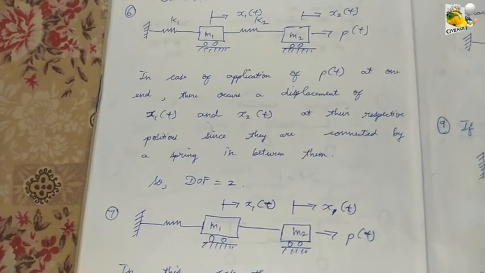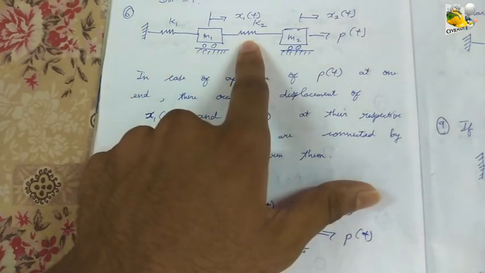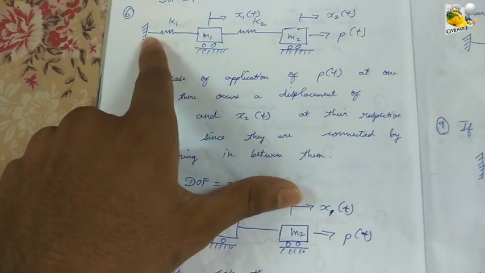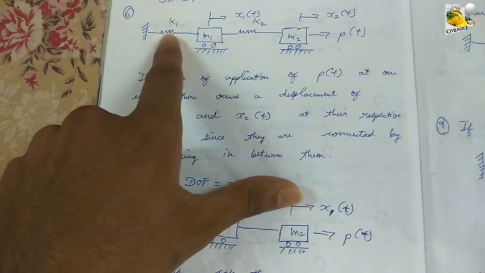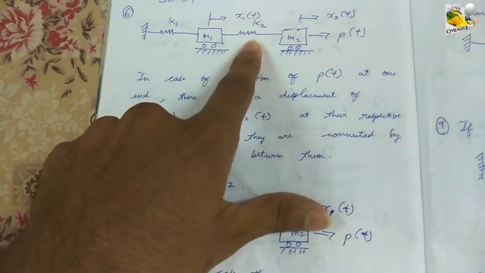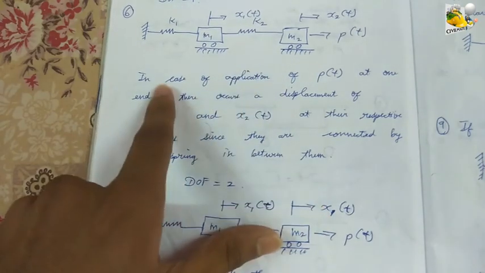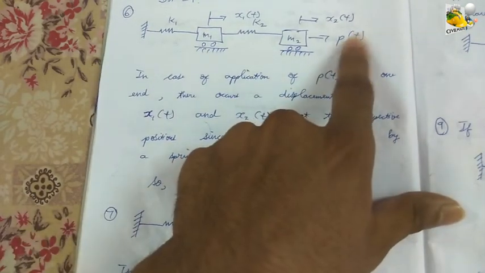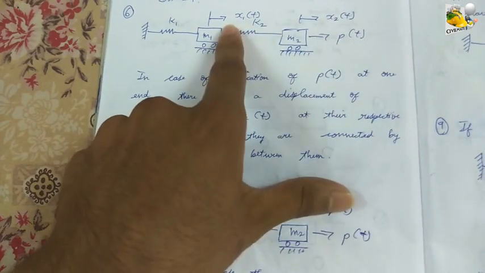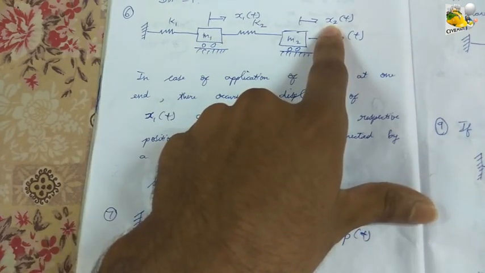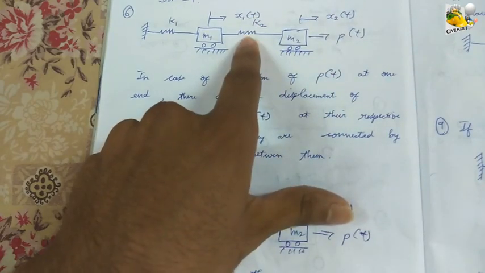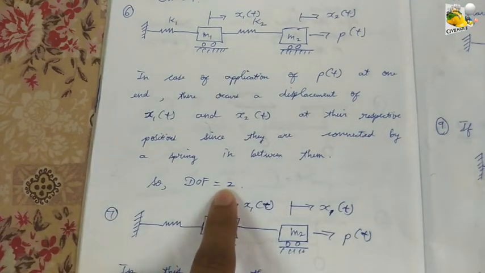Moving on to case 6, let us consider a system of forces as shown in the figure in which two objects of mass m1 and m2 are connected together by an extensible spring in between them, and a spring also introduced in between the rigid support and the object of mass m1, in which k1 plays no part in defining the degree of freedom, whereas k2 plays an important part in defining the degree of freedom. In case of application of force, say P of t at one end, it causes a displacement x1 of t and x2 of t at their respective positions, and also a displacement takes place due to compression or extension of the spring portion. So, in this case, the degree of freedom is equal to 2.